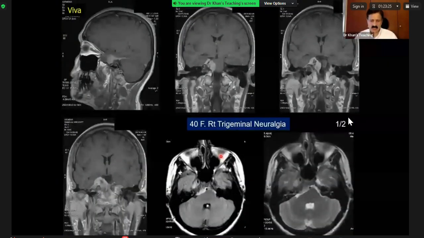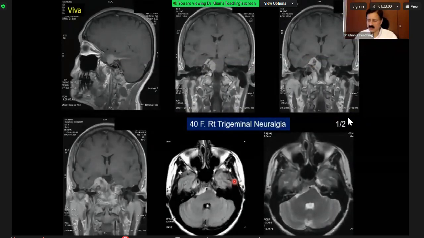Now, if you see this case, I'm going to ask you leading questions. This patient is a case of a 40-year-old presented with right-sided trigeminal neuralgia. If you see post-contrast sequences, there is actually a meningioma here, and there is a dural tail which is going posteriorly. There are some dural tails here also.